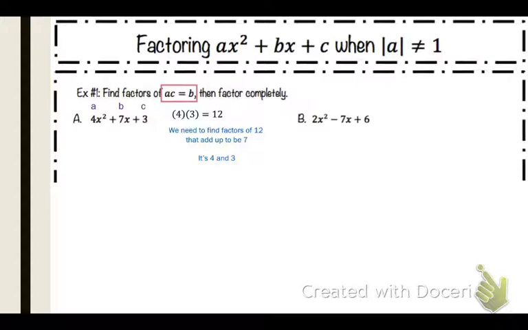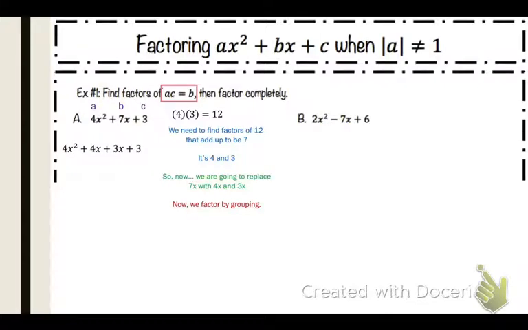It's 4 and 3. Okay, because 4 times 3 is 12. It's kind of nifty that it worked out that way. So now we're going to replace 7x with 4x and 3x, because 4x plus 3x equals 7x, right? So we're allowed to do that. So 4x squared plus 4x plus 3x plus 3.